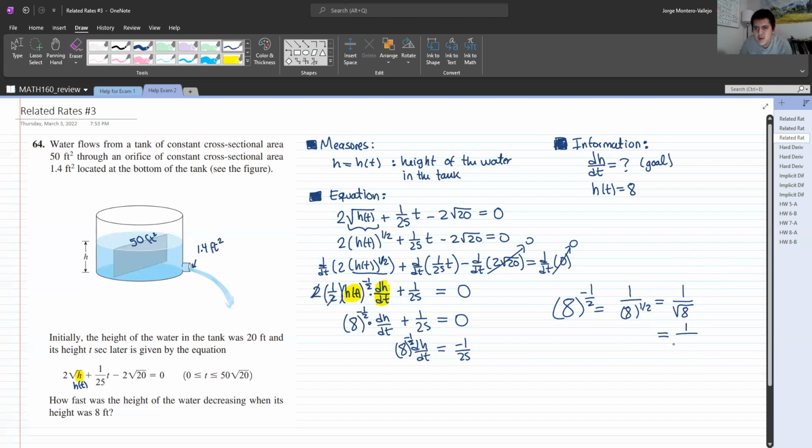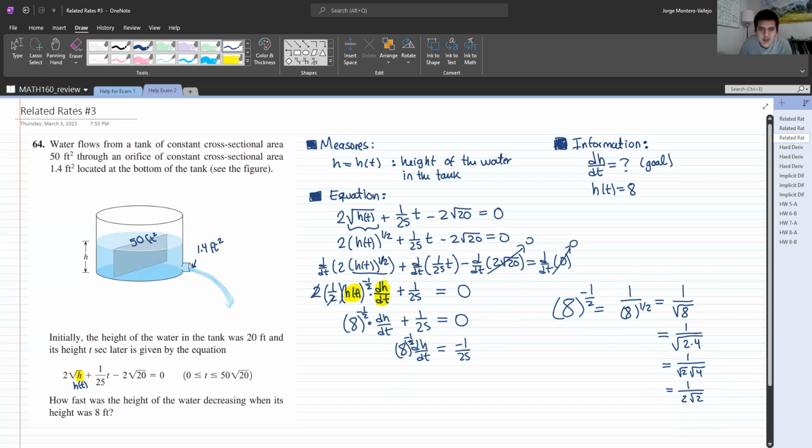Let's see. 2 times 4 square roots. You can split it: square root of 2, square root of 4. Square root of 4 is 2. So you get that, right? So 8 raised to minus 1/2 is 1 over 2 square root of 2.